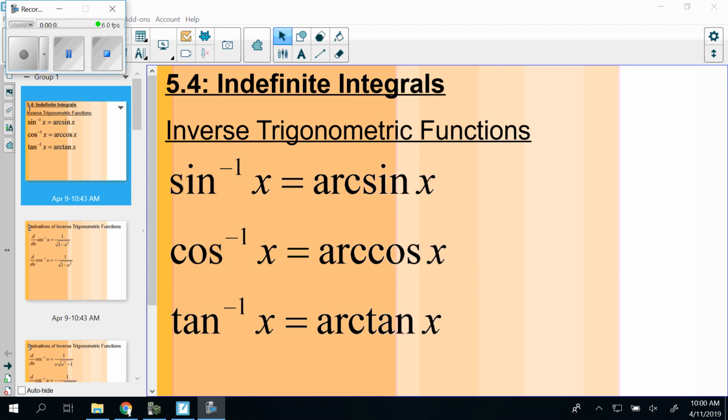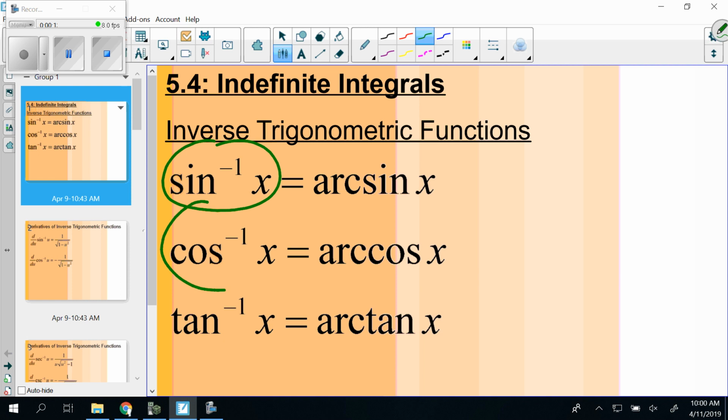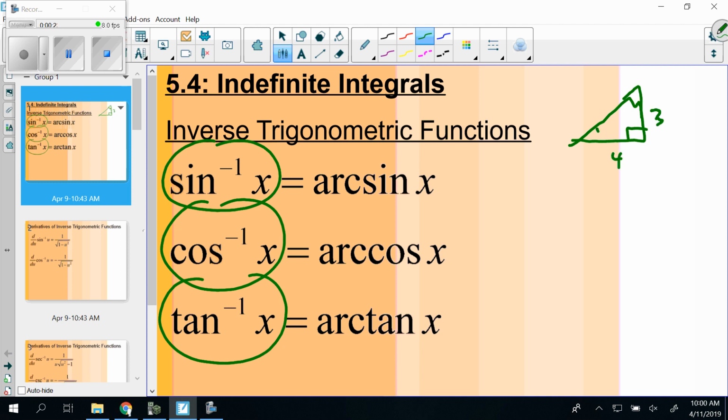Okay, for the last unit here in Unit 5, we're going to be looking at derivatives and integrals of inverse trig functions. You've all seen this notation before for inverse sine, cosine, and tangent, and what that's used to do is if you have a right triangle and you know two sides of it, you can use inverse to solve for that missing angle there.